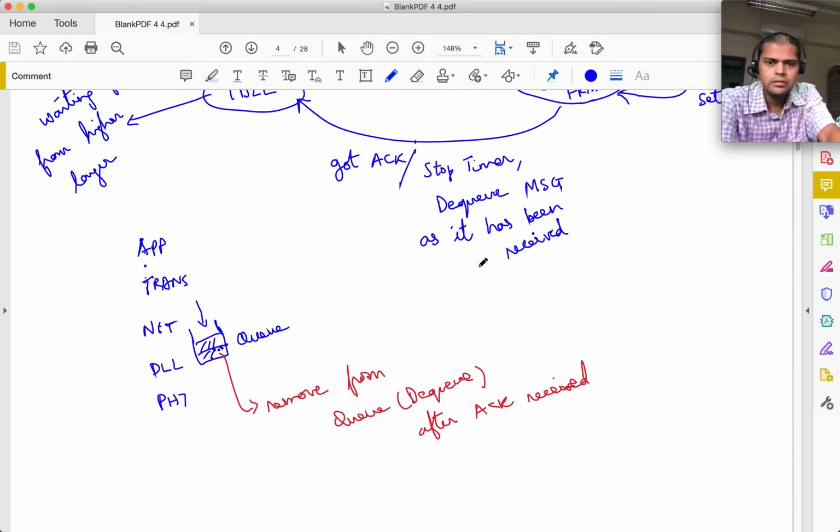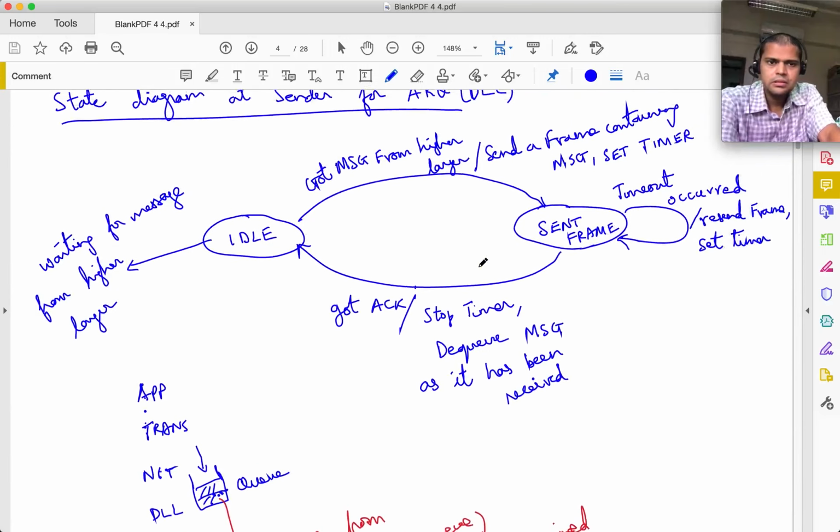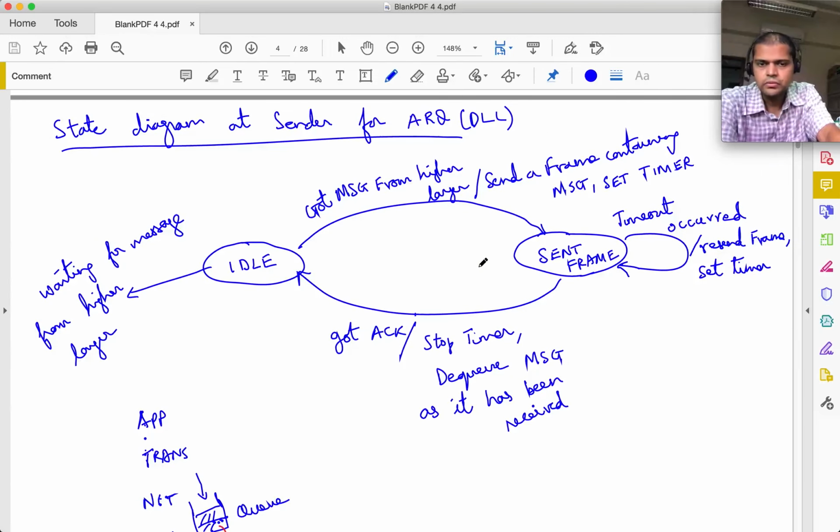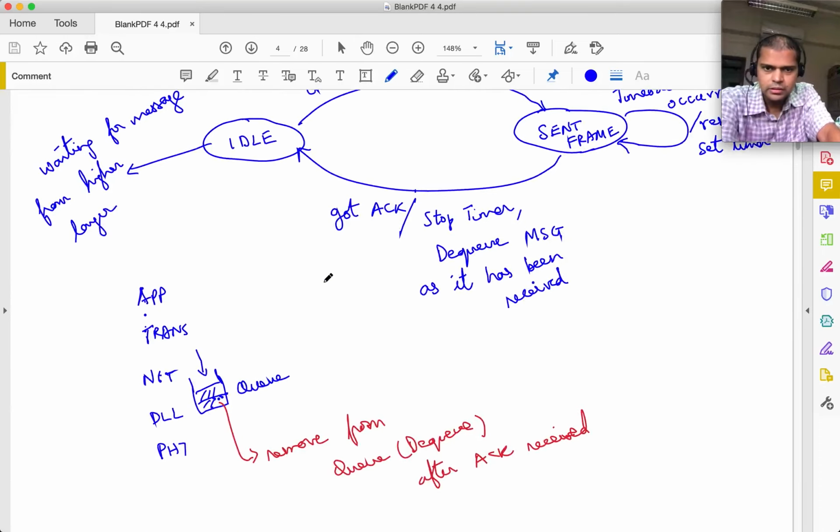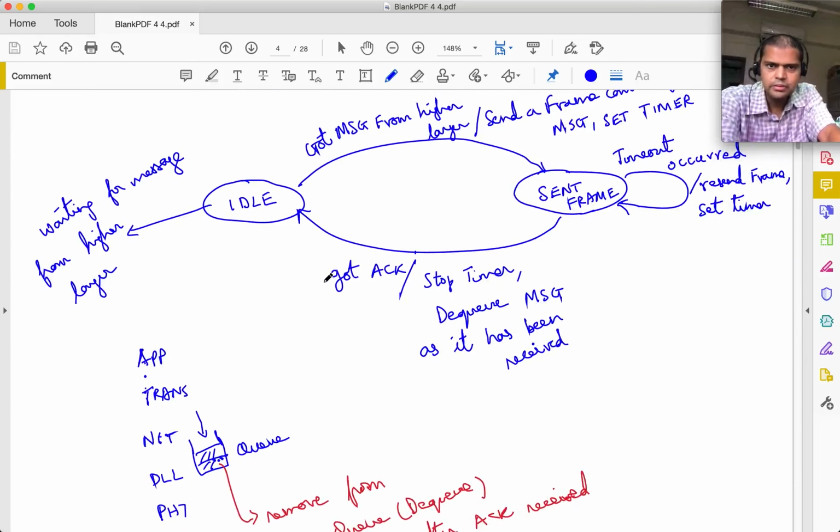And you can, as an exercise, draw the state diagram for the receiver. What would it look like? Let's say that it's idle, and what happens? If it gets a message, what does it do? I mean you'll be able to draw a simple state diagram in that particular case.